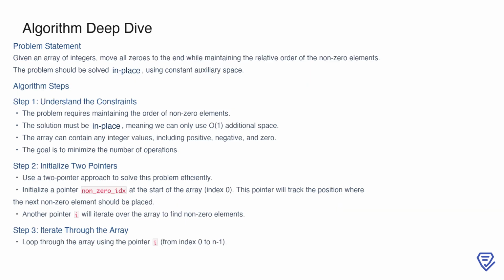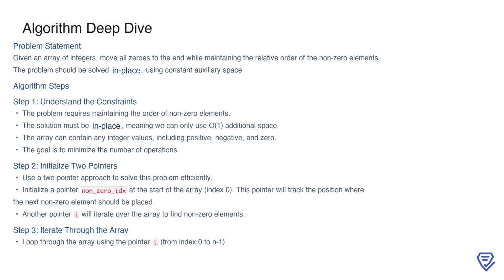In this problem, we are tasked with moving all zeros in an array to the end while keeping the relative order of all non-zero elements intact. The challenge is to solve it in place, meaning we cannot use any additional memory beyond a constant amount. This ensures the solution is both space-efficient and optimized.